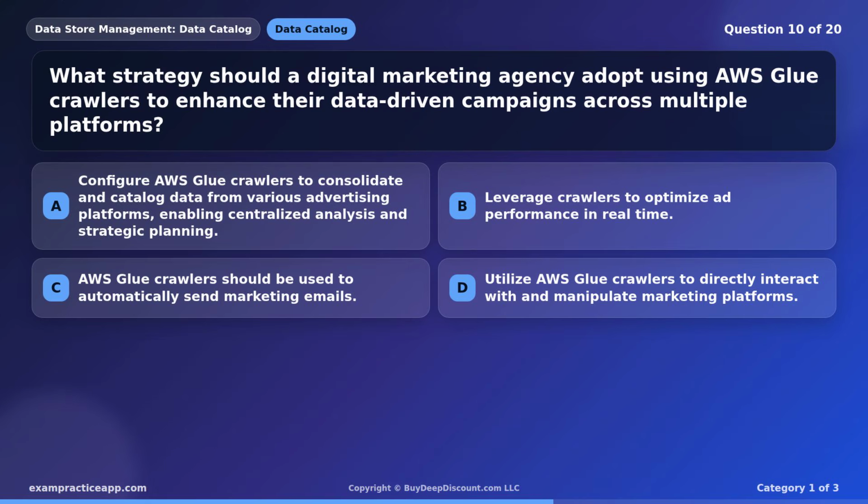Explanation. AWS Glue crawlers can be effectively used by a digital marketing agency to consolidate data from various advertising platforms into a central data catalog. This enables comprehensive analysis and strategic planning, allowing the agency to optimize their campaigns based on insights drawn from a unified data source.